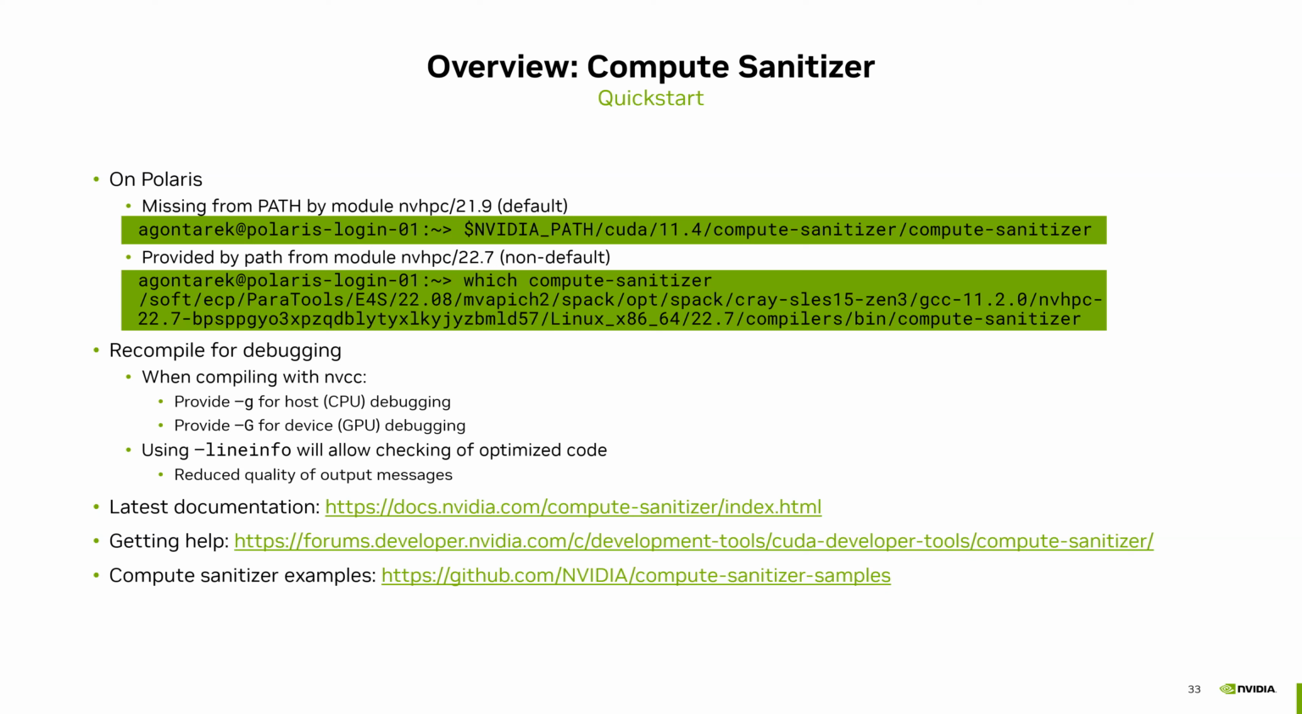So again, we want to recompile for debugging. This will give you the best experience. Again, minus little g for host and minus capital G for device. This will give you the most verbose error messages. But you can use line info in this case to allow checking of optimized code, but you could encounter reduced quality of your output messages. Here's a link to the latest documentation. We have a Compute Sanitizer forum if you need help. And then there is a link here to GitHub sanitizer examples.